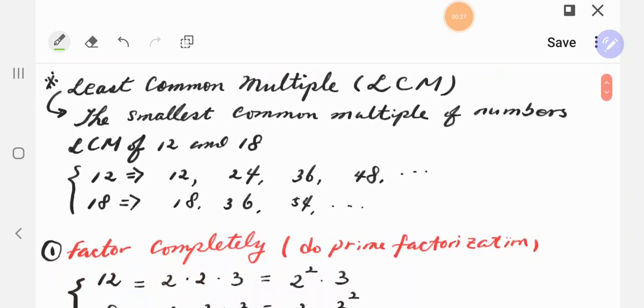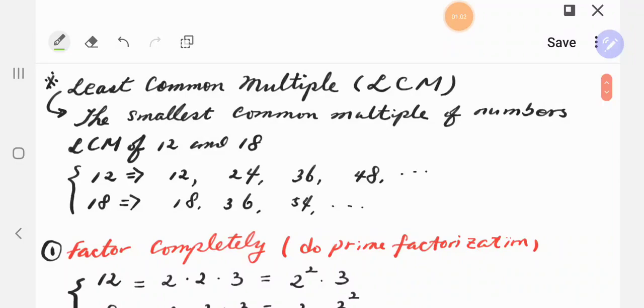So let's check two numbers, 12 and 18. To find the LCM of these two numbers, let's find the multiples of each number. Multiples of 12 start from 12, then 12 times 2 is 24, 12 times 3 is 36, and 12 times 4 is 48, and so on. There are so many multiples of 12, and of 18 too: 18 times 2 is 36, 18 times 3 is 54, and so on.